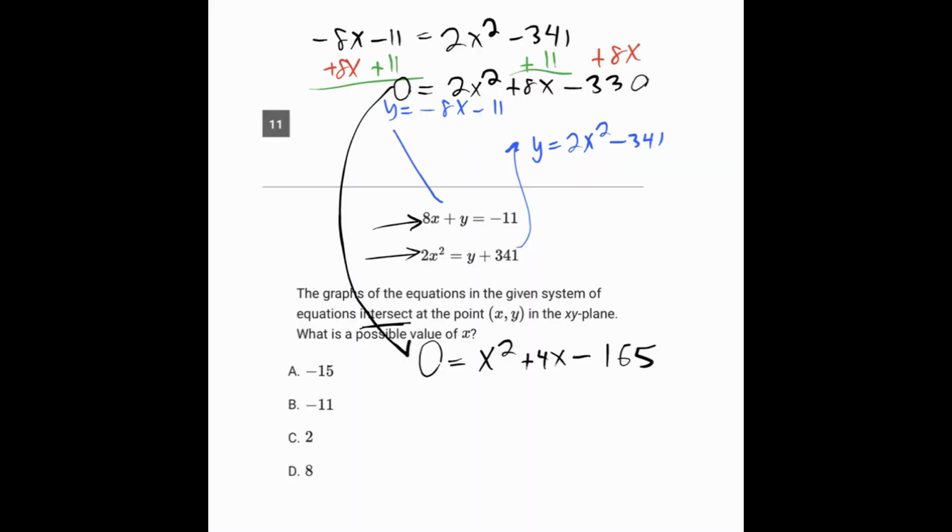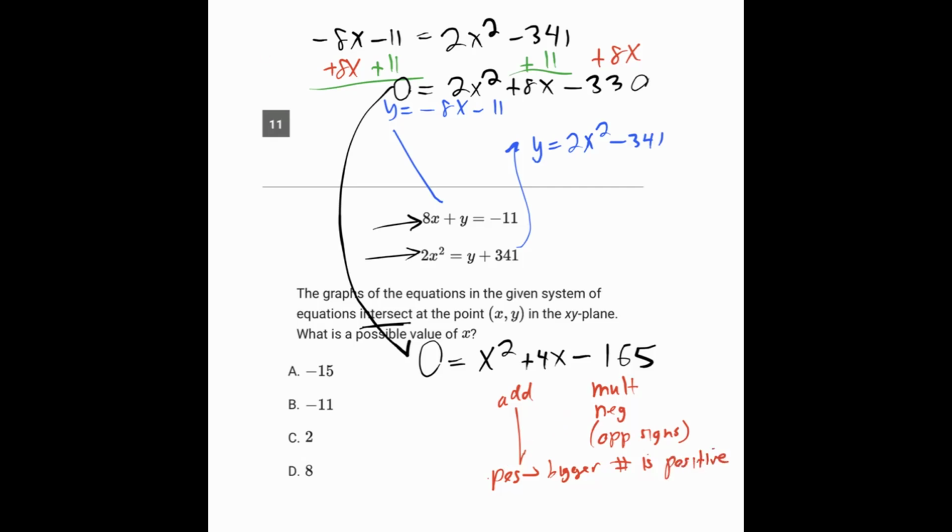But for us, we need two numbers that add to 4 and multiply to negative 165. They multiply to a negative, which means that they have opposite signs. And they add to a positive, which means the bigger of the two numbers is positive.